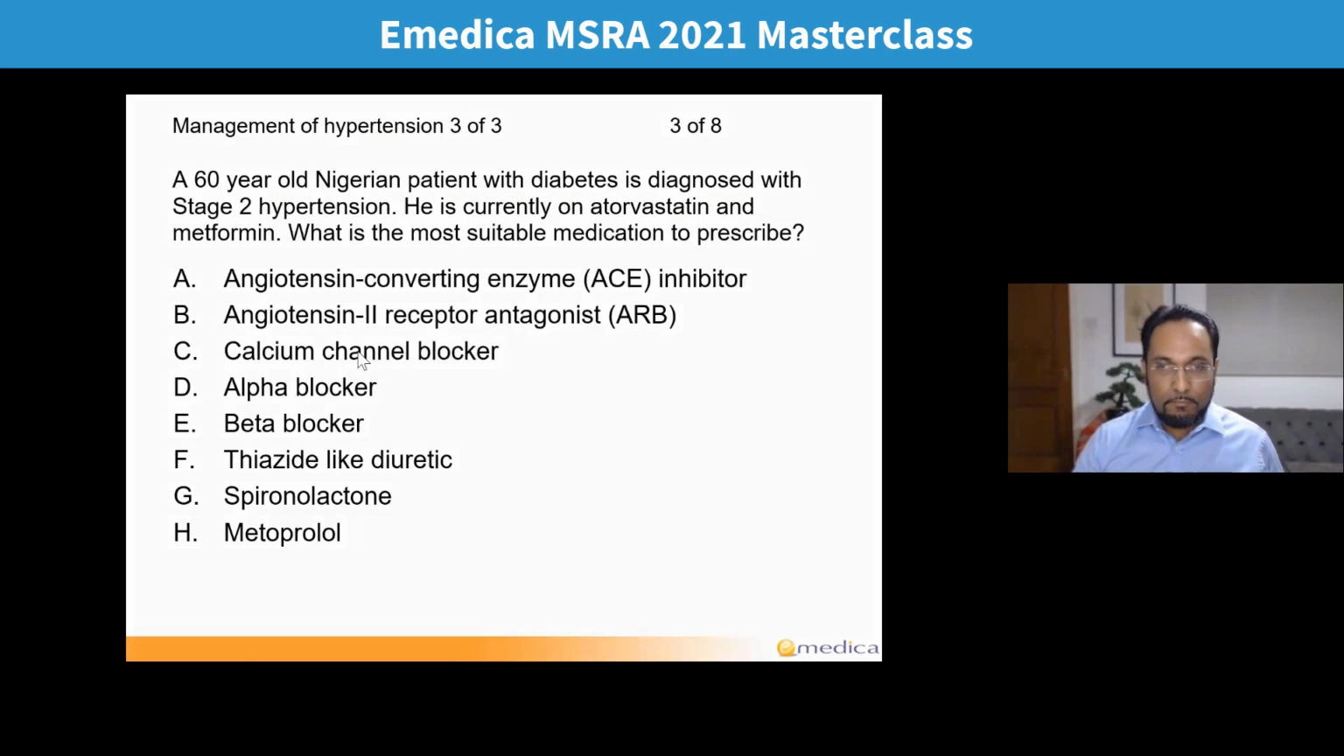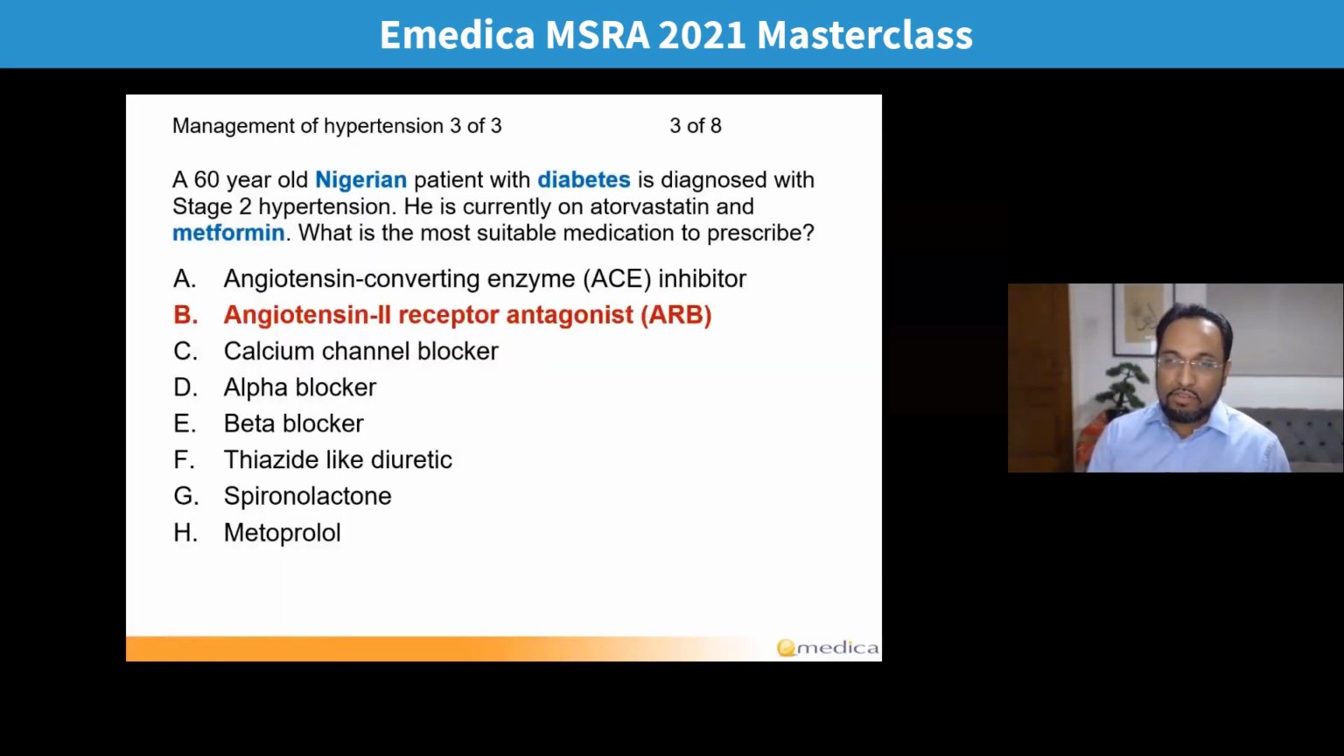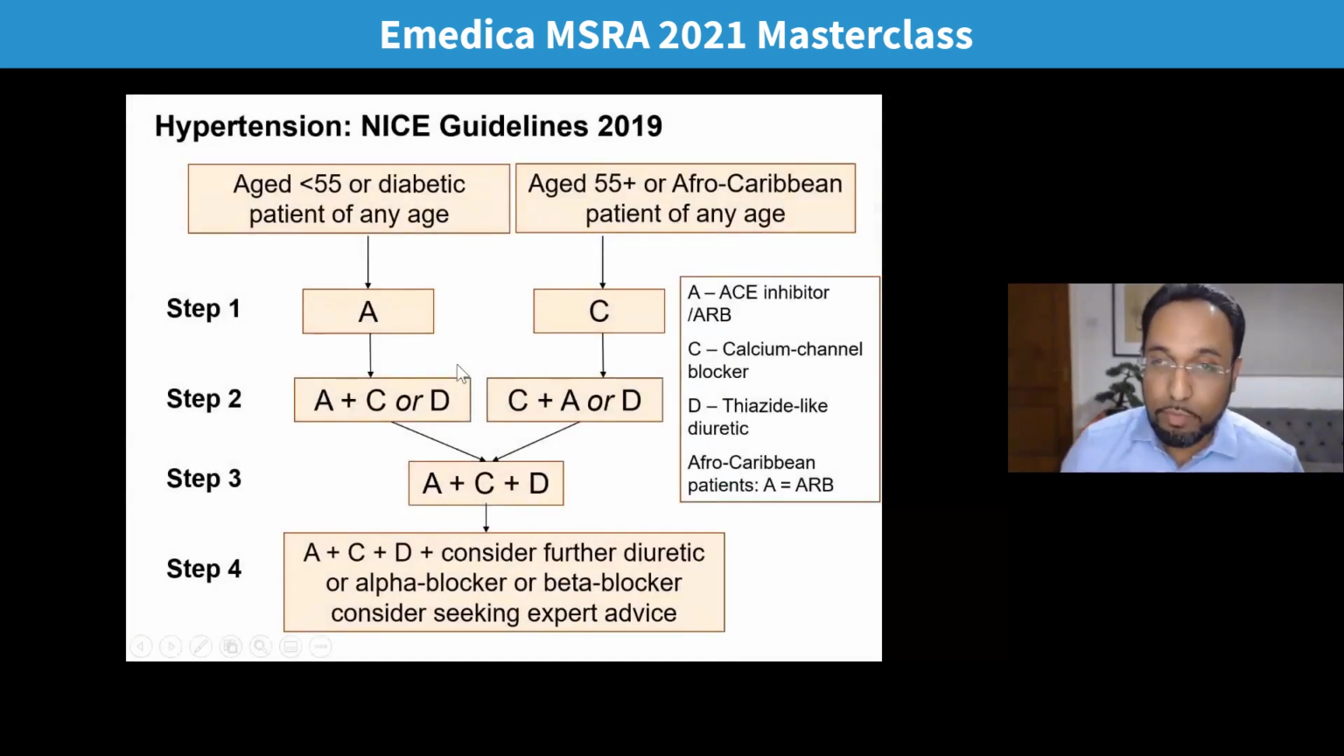The correct answer here is B, angiotensin 2 receptor antagonist, ARB. That's because this patient is both Afro-Caribbean, being of Nigerian heritage, and he's diabetic. And there's another clue that he's diabetic: he's on metformin, in case you missed it. He's on a statin and he's on metformin. This highlights the importance of being up to date with your guidelines. So let's go through the guideline.